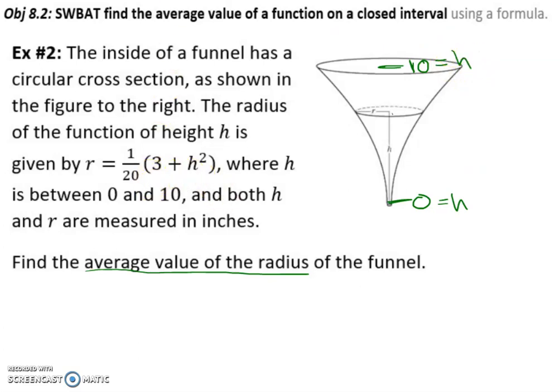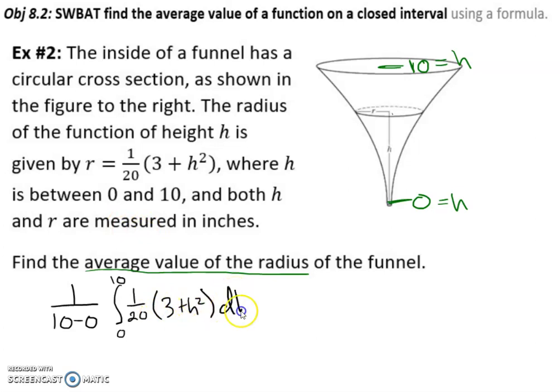which means the average radius is going to be 1 over 10 minus 0. Even though obviously that's going to be 1/10, I do want you to write 1 over 10 minus 0 just to show that you know that's what's happening. This is the integral from 0 to 10 of that function, so 1/20 times (3 plus h) squared dh. This is something you could do by hand. It's not the worst thing in the world, but we're going to do it on the calculator.